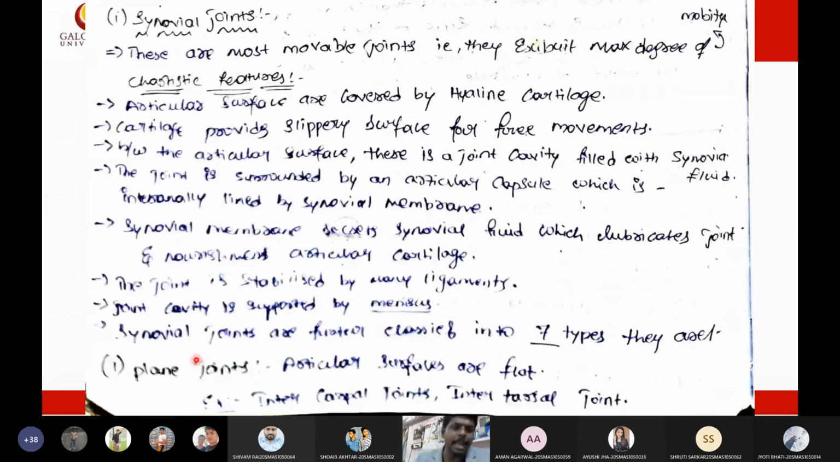So what are plane joints? Plane joints are the synovial joints in which the articular surfaces, the connecting surfaces, are flat. Such types of joints are called plane joints. Is it possible to have such flat surface joints in our body? Where do we have such flat joints? Do you have any idea, students? Where can we have this plane joint?